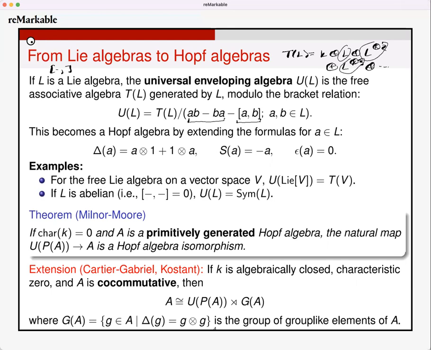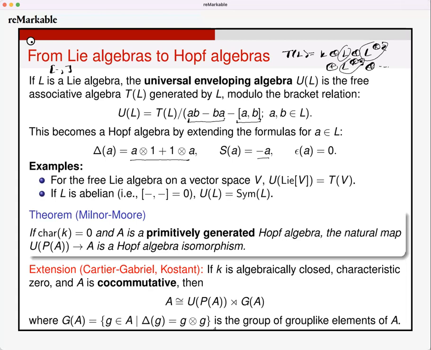But this turns out to be a Hopf algebra by extending the following formulas on L multiplicatively. You make L primitive, and then the antipode is just negation on L, and then the co-unit is 0 on L. Right. So just to, if you want to space out at this point, convince yourselves that these do in fact satisfy all of the axioms, but maybe not the most fun.